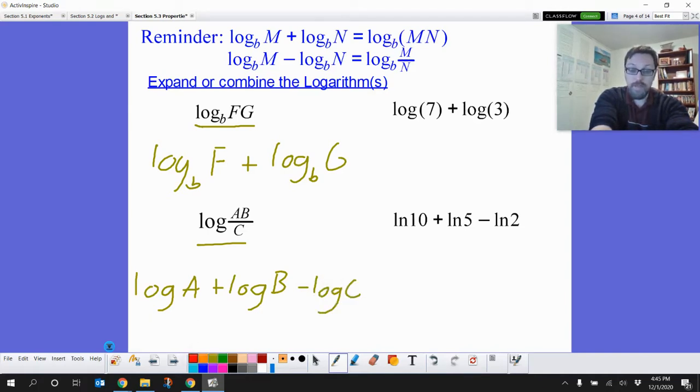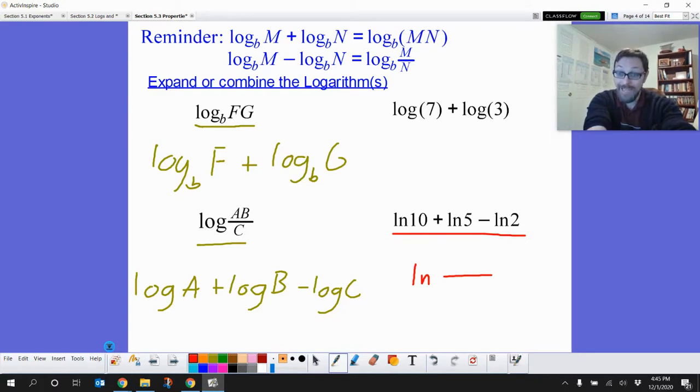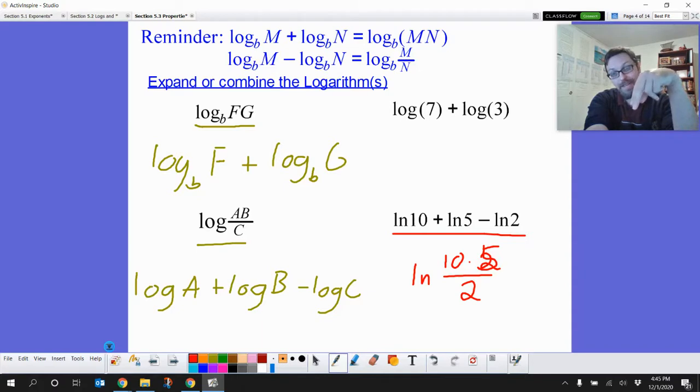Another way you can think about this one is imagine what you do with exponents. Where do positive exponents go? They go in the numerator, 10 times 5. Where do negative exponents go? They go in the denominator. Negative exponents go in the denominator. Positive exponents go up top. Negative exponents go on the bottom. Positive logarithms up top. Negative logarithms on the bottom.